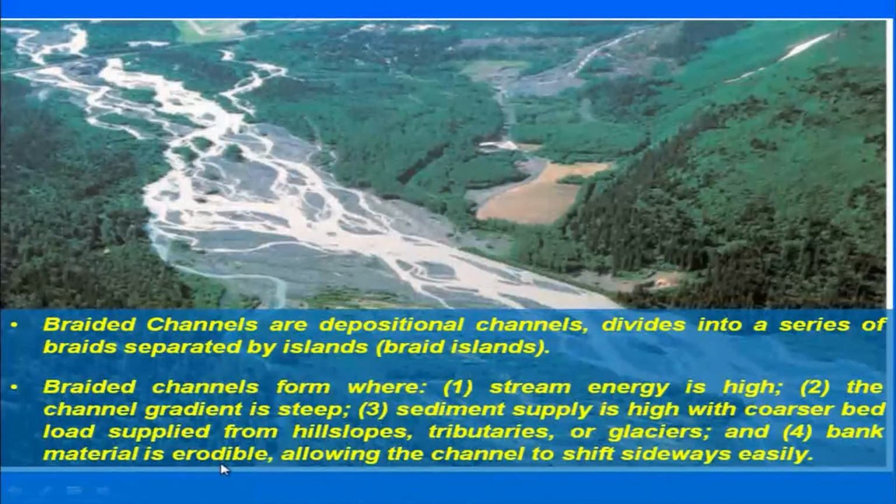So, these are the conditions where the energy is high, the gradient is steeper, sediment supply is high, and the area, or the floodplain, well, not exactly the floodplain but the active channel area, allows the channel to shift sideways easily. So, these are the conditions where you will find the formation of the braided channel.